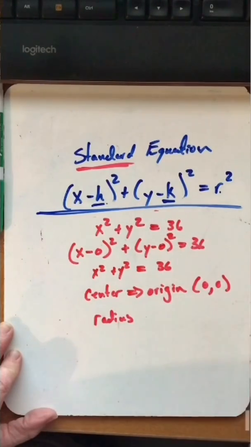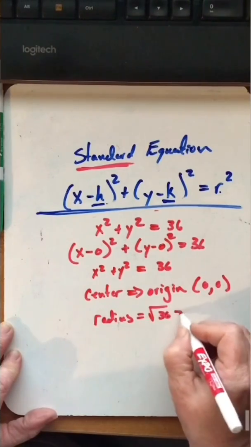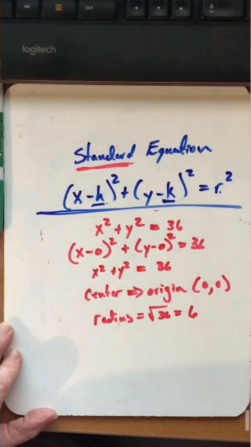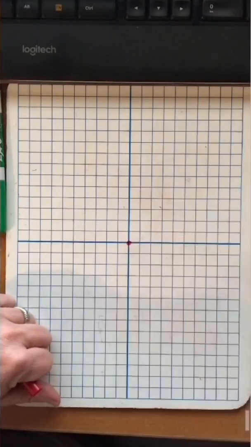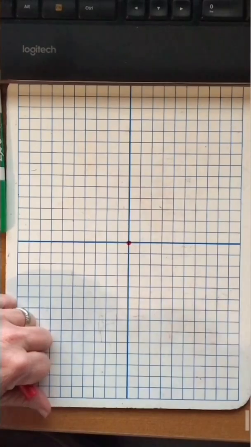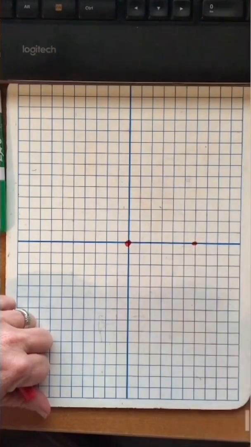I can have a center at the origin with whatever radius I want, and here the radius is going to be 6. So this is what it looks like. If I have a circle at the origin, it's going to be right there where the two axes cross. That's 0, 0. My radius is 6. 1, 2, 3, 4, 5, 6.